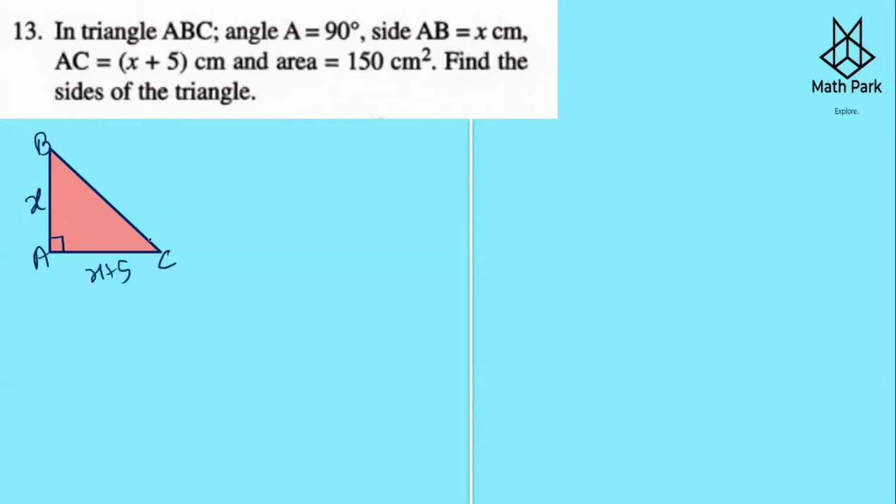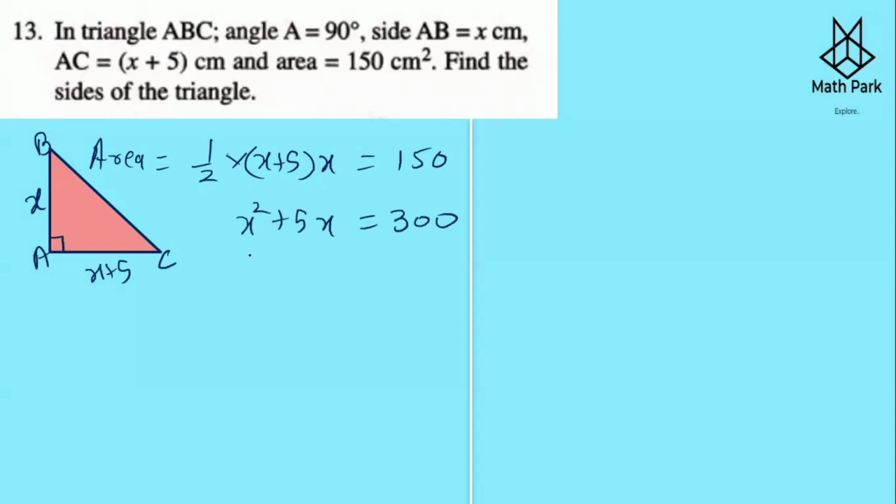So if x and x plus 5, and we know the area, so we know that in a right triangle, the area of this triangle ABC is going to be half base, which is x plus 5, into height, which is x, is equal to 150. We solve this equation. So this 2 is going to go here, 300. So we get x into x is x square plus 5x is equal to 150 into 2 is 300. So we get x square plus 5x minus 300 is equal to 0.